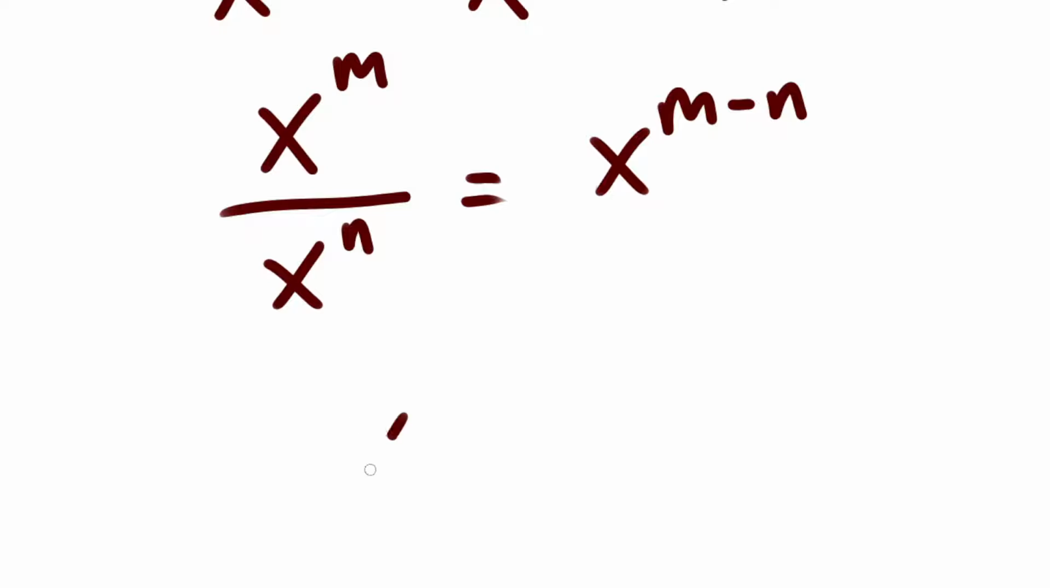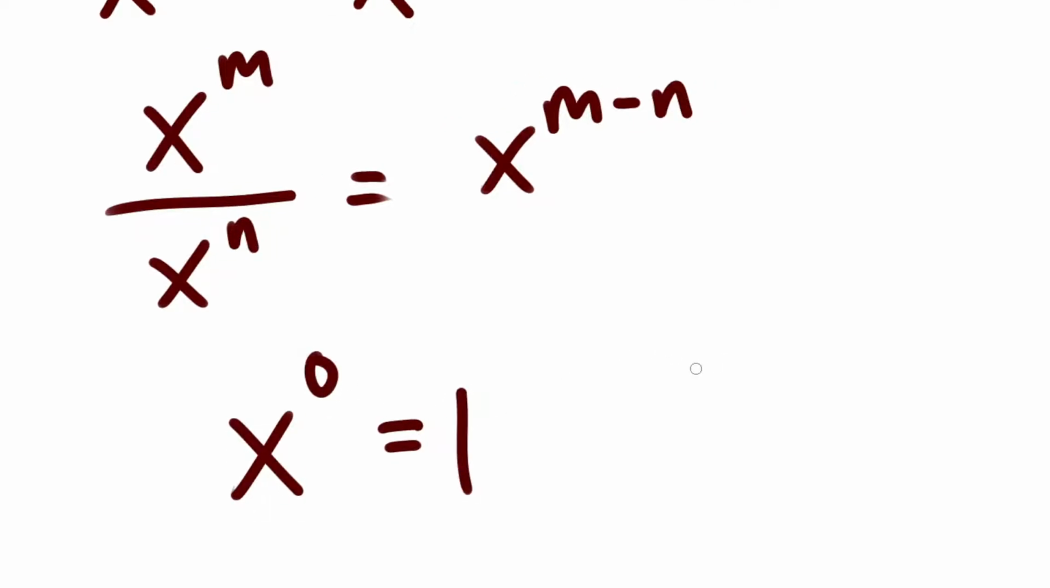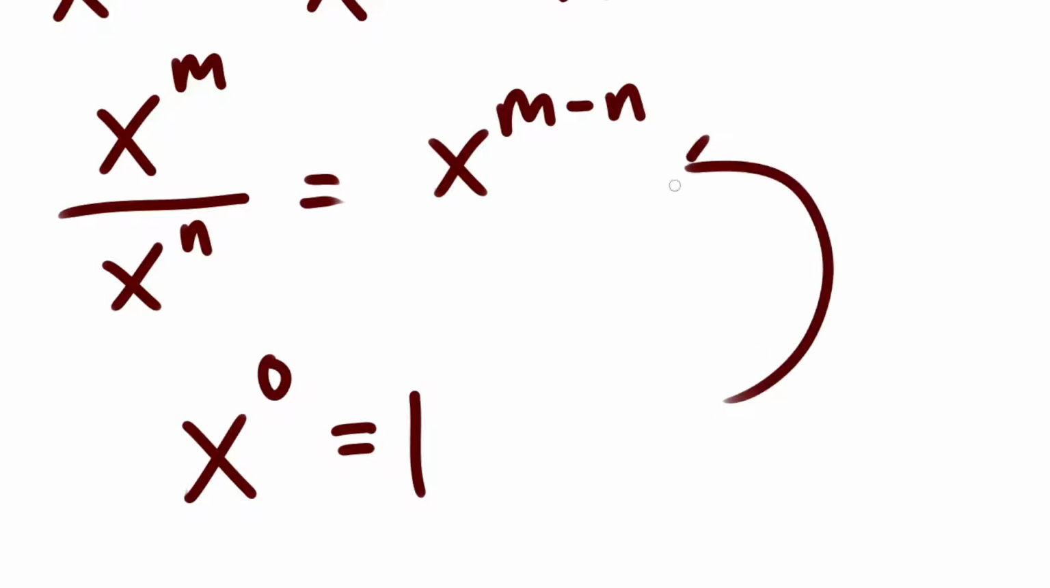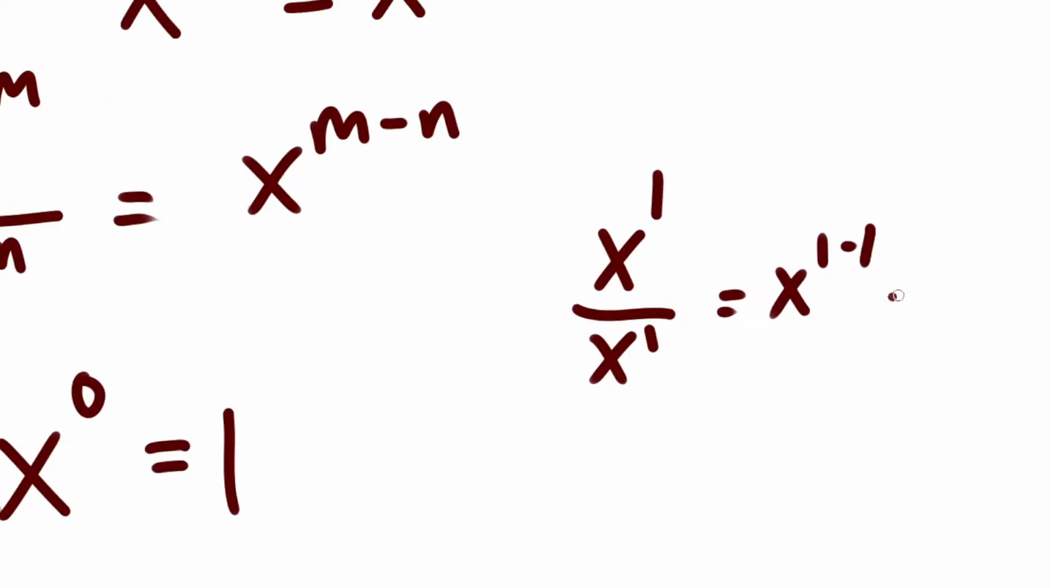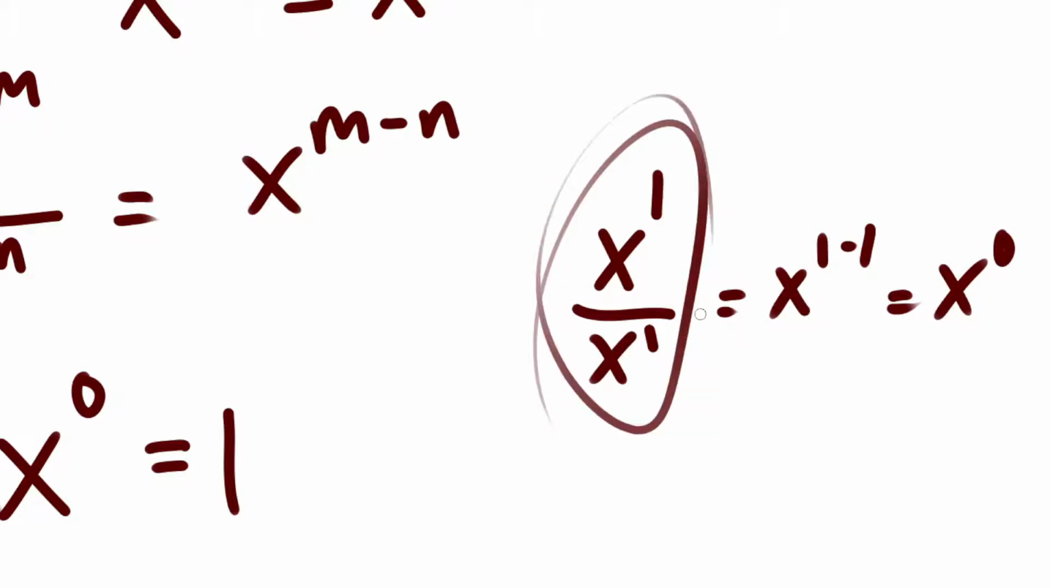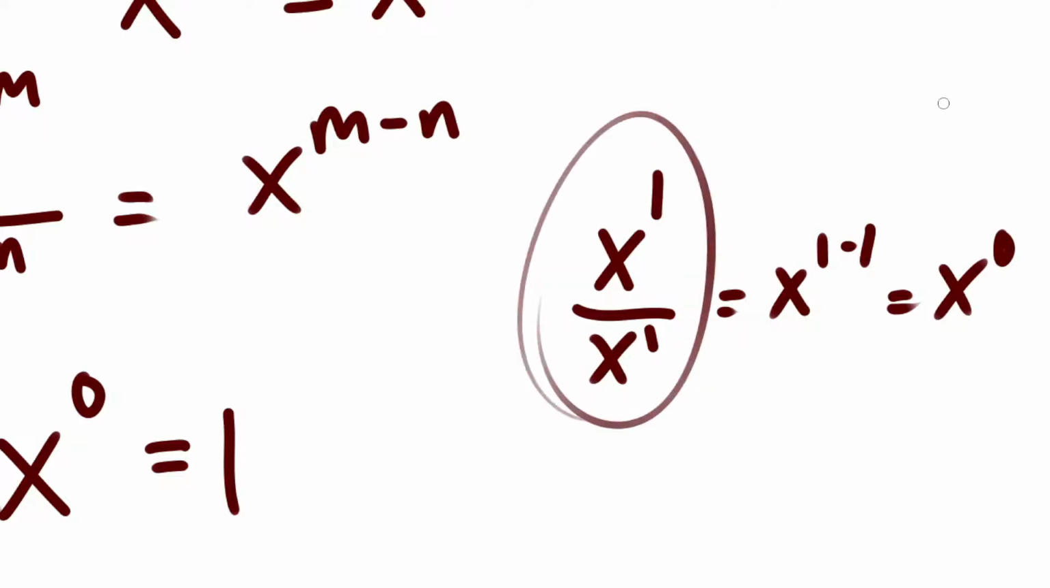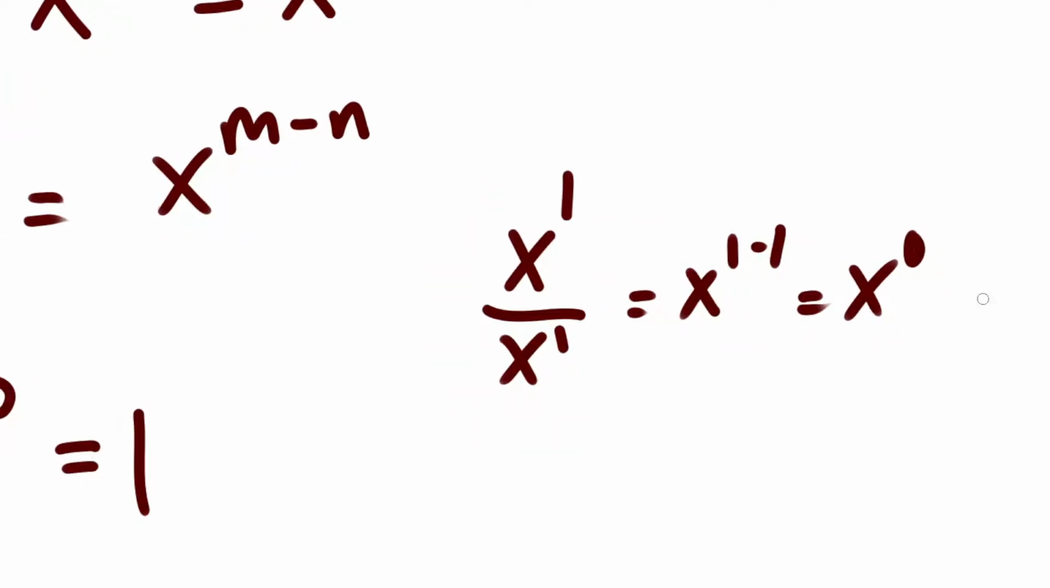When you have any base with the exponent of 0, that will turn it into 1. That comes back to this rule, where if you had x to the 1 over x to the 1, that would be x to the 1 minus 1, right? Which is x to the 0. Whenever you have anything divided by itself, your answer will be 1.